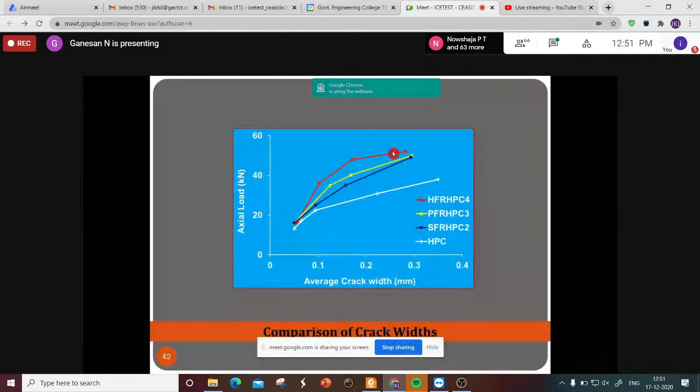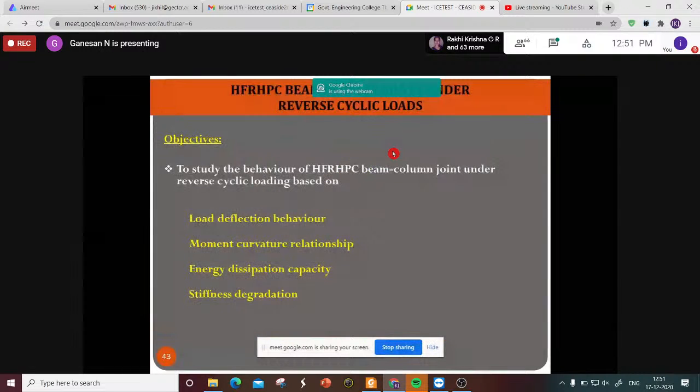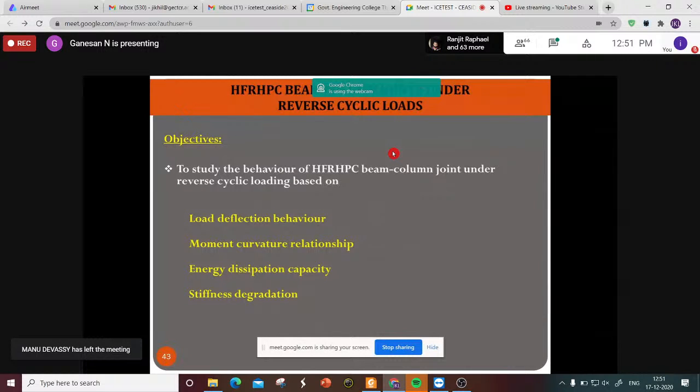So this is axial load versus average crack width. Up to 0.3 millimeter only I have plotted, because after that it violates the limit state of cracking. Okay, this is all for the tension stiffening effects. Now, with reference to beam column joint, in any structure, the beam column joints are very important.